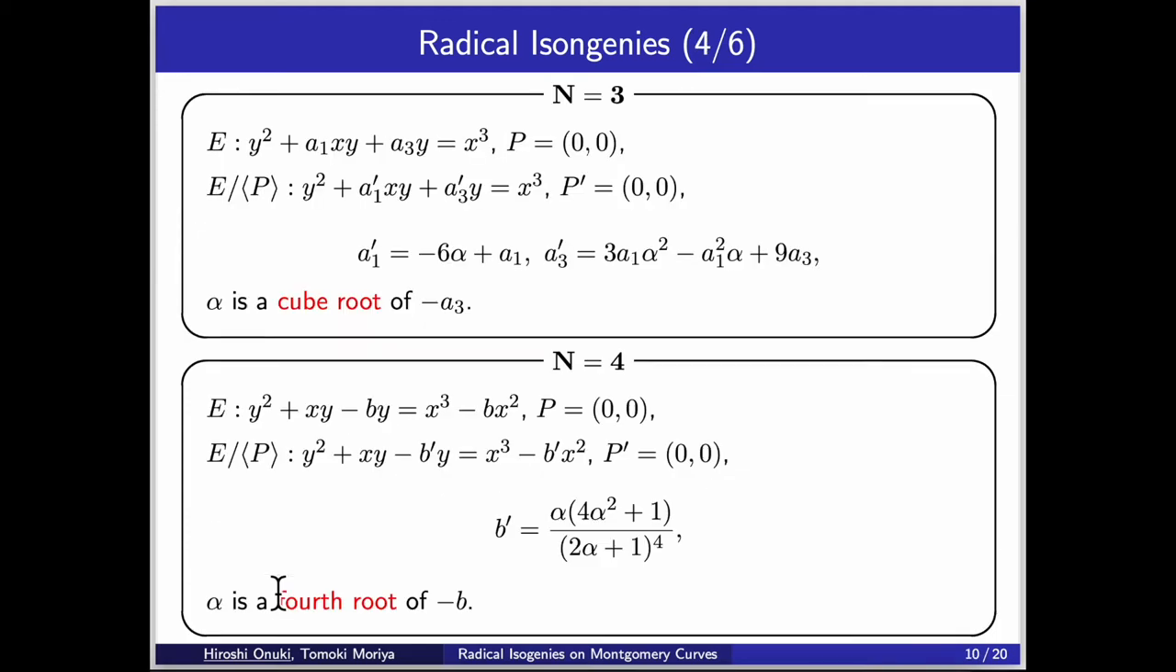There are examples of radical isogenies. For n equals 3, the coefficients of the codomain are represented as this and this, where alpha is a cube root of negative a3. This is the case that n equals 4. Here, alpha is a fourth root of negative b.